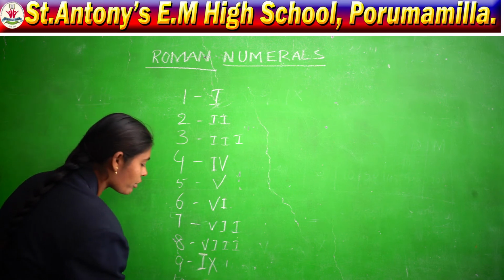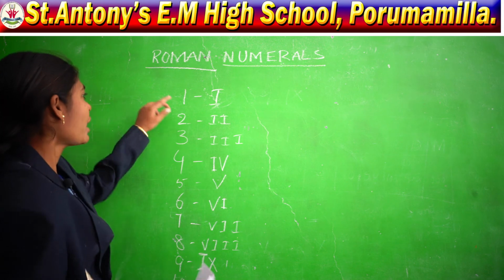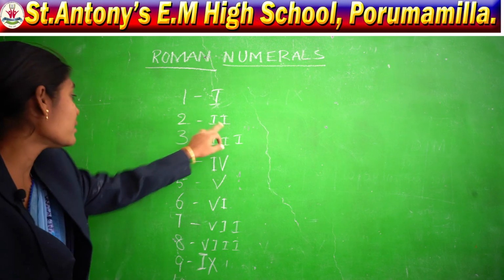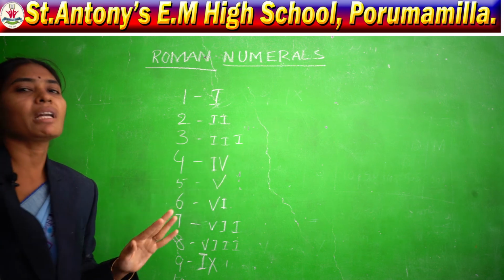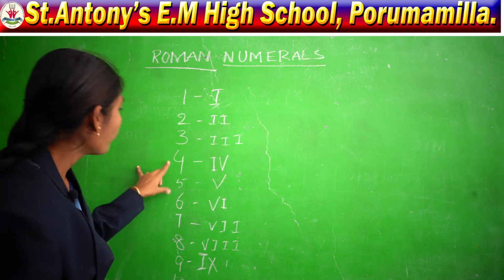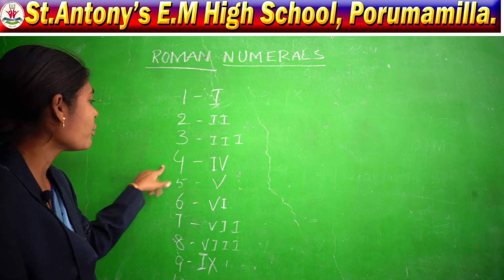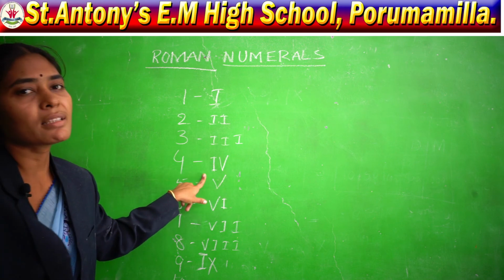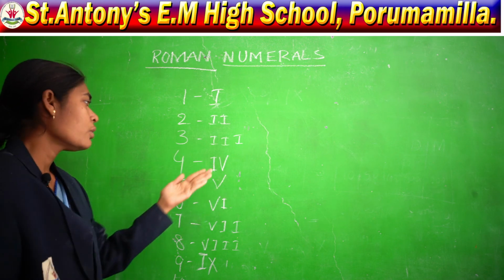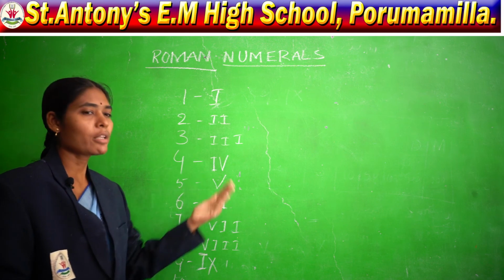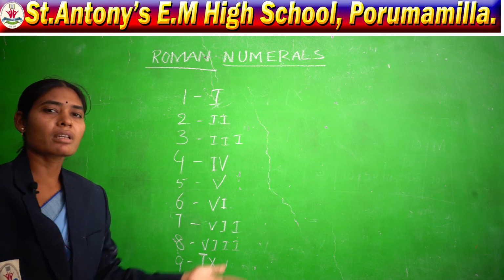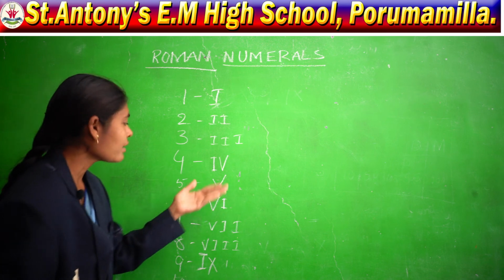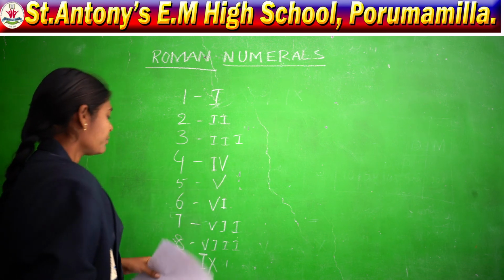Have you understood how to write? 1, I, 2, 2 ones, 3, 3 ones, that is all. 3 times we can repeat the symbol in Roman numerals. To write 4, 5 minus 1, the smaller value before the bigger value will be subtract. After the bigger value, if you write the smaller number, then it will be add.